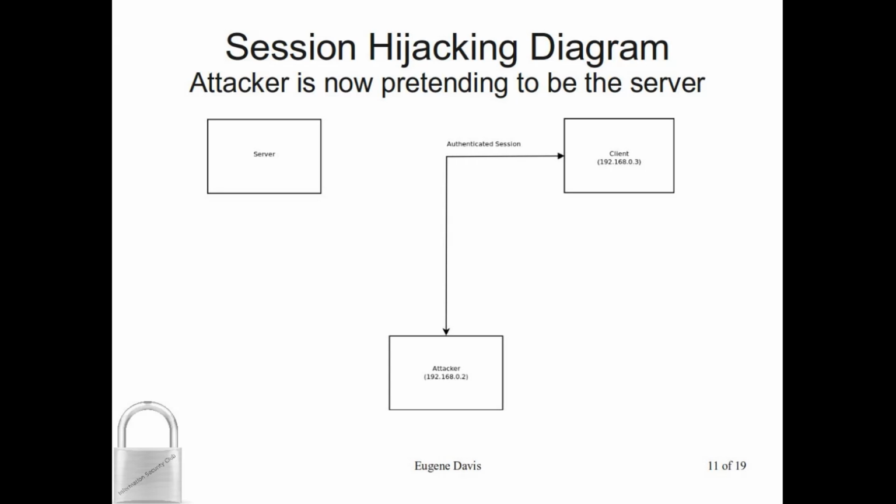So now that he's done that, the client has updated its ARP cache, and now it's talking to the attacker on this still authenticated session. It can't tell that it's not talking to the correct computer anymore. So you can see where this might be a bit of a problem. So any questions about session hijacking through ARP?